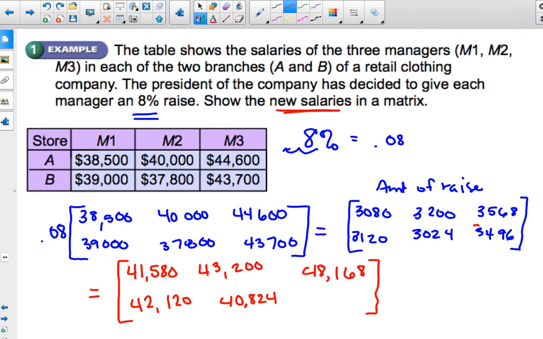And then finally, that's a 3, remember, got a little sloppy. 3,496 plus 43,700 is going to give us 46,000. And then we have, oh, my bad. Sorry, it's a little bit sleepy time. Okay, so that one is actually going to be 47,196. Okay, so these are the new amounts, the new salaries represented in a matrix.